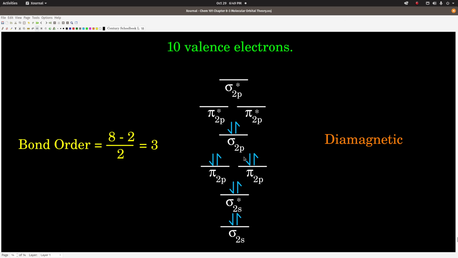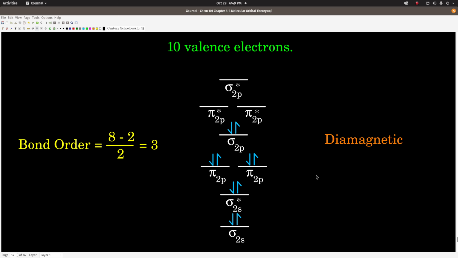So we fill in, because this is to the left of oxygen, we use the one where the sigma 2p is above the pi 2p's. 2, 4, 6, 8, 10. So for the bond order, the bonding electrons are 2, 4, 6, 8. 8 bonding electrons minus 2 antibonding electrons, 6 over 2 is 3. So a pretty strong, short bond. And because all the electrons are paired up, this is diamagnetic.